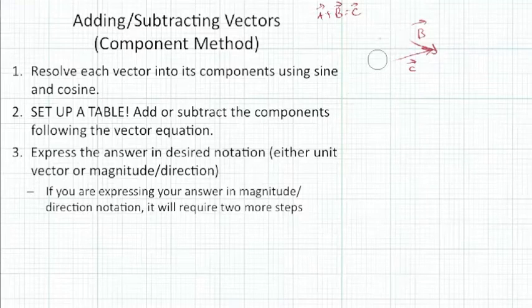But today what we're going to do is start adding vectors mathematically, or what we're going to call the component method. What that means is that we take every vector, say vector A right here, and we resolve it into its components. Now by component I mean its X component and its Y component.